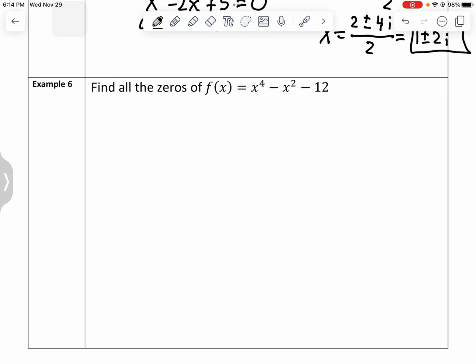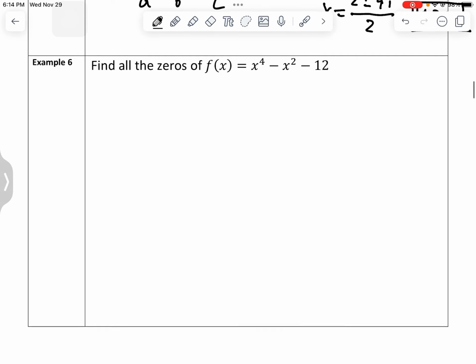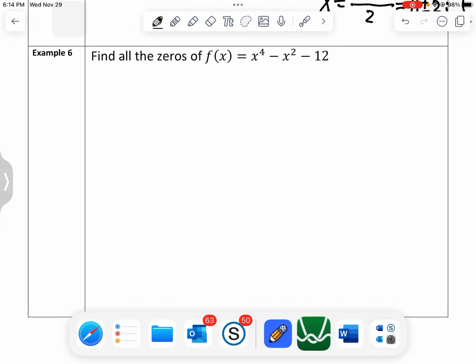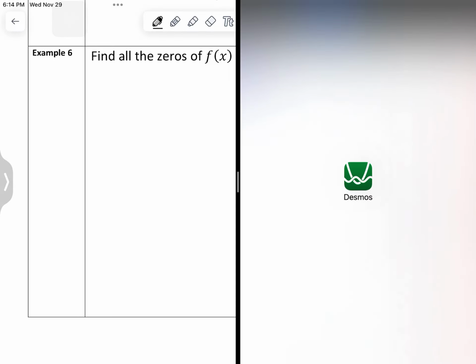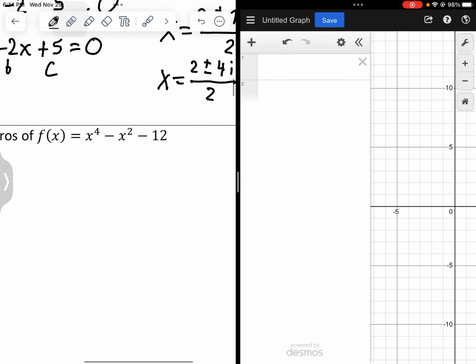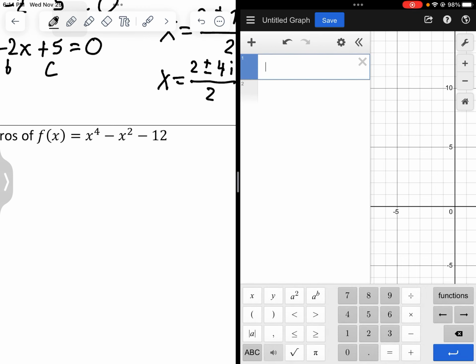Here's our next one. Find all the zeros of f of x equal to x to the fourth minus x squared minus 12. So this time we're going up a little bit. It's x to the fourth, so we're expecting 4 solutions. Let's go ahead and split screen with Desmos here one more time. And now we're going to delete that old equation and type in this new one.